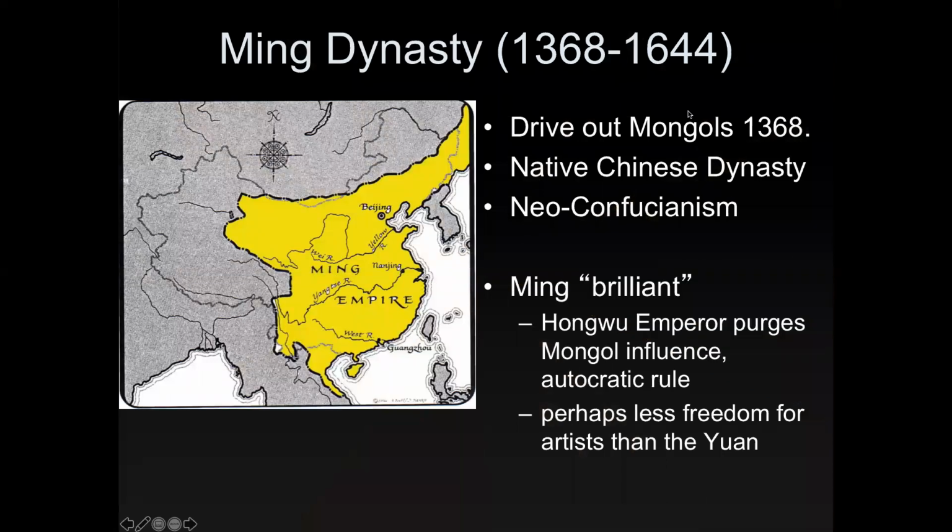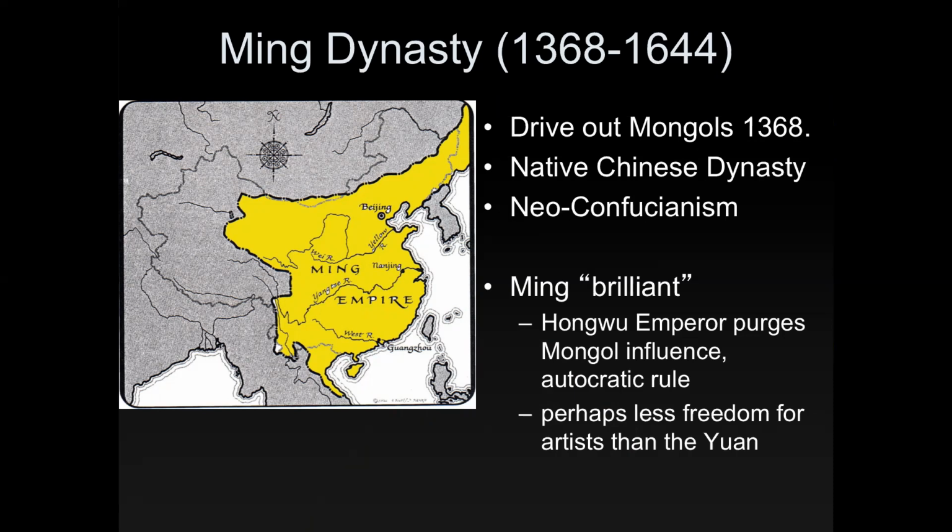So the Ming Dynasty is the biggest one so far. They end up taking over Manchuria. The capital is still located in Beijing. And they drive out the Mongols in 1368. We'll talk about the Mongols again when we get to Japan, because that'll also have a pretty big effect. So it's a native Chinese dynasty, and they follow what's known as Neo-Confucianism.